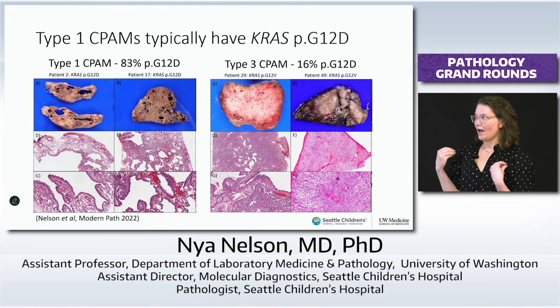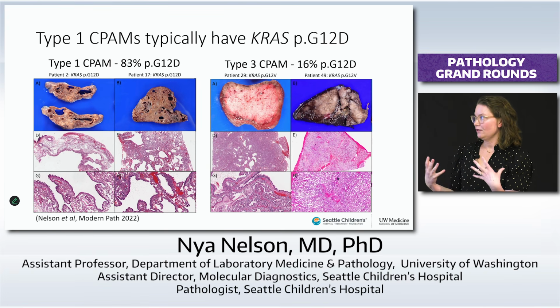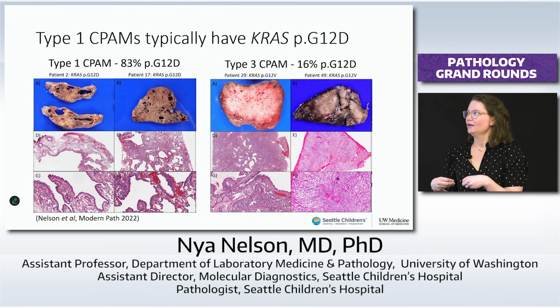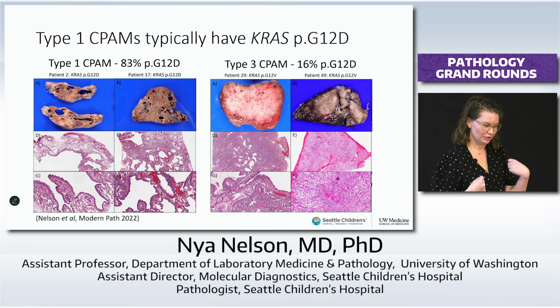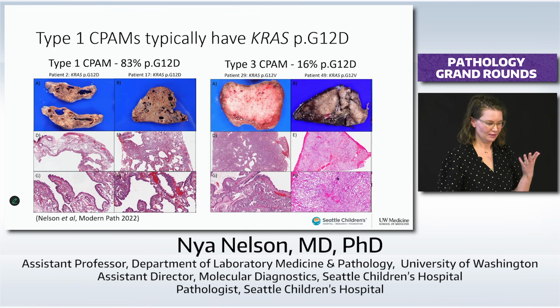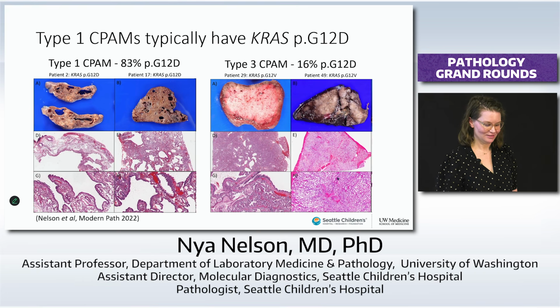And that's our most activating KRAS variant. In contrast, type 3 CPAMs more typically have either KRAS G12V or KRAS G12R variants. And that highly activating G12D variant only accounts for 16% of the type 3 CPAMs. So it's a balancing act here between how the variant is acting and the histology that you get.